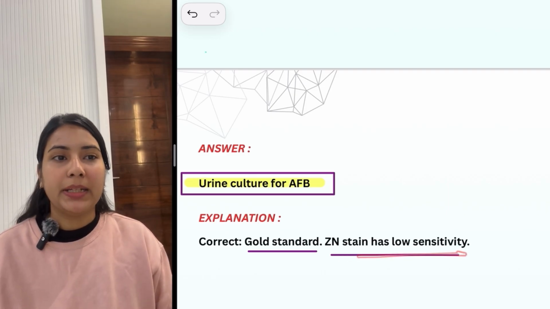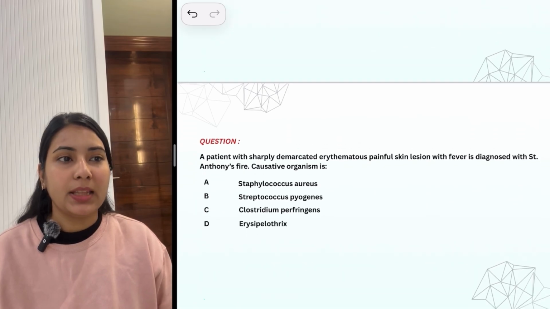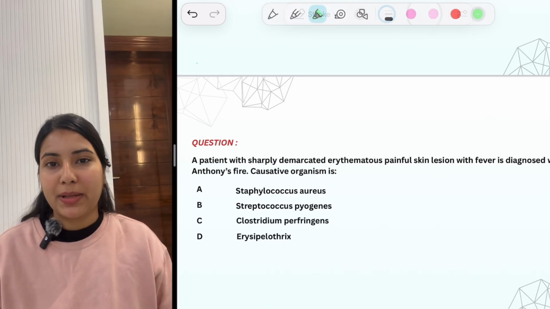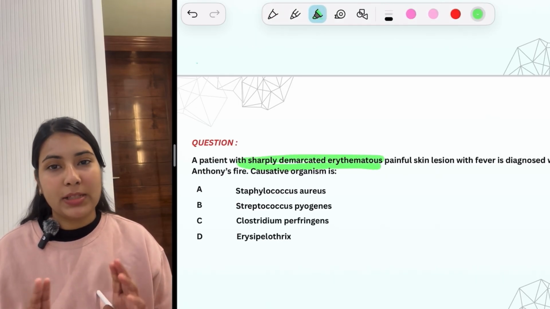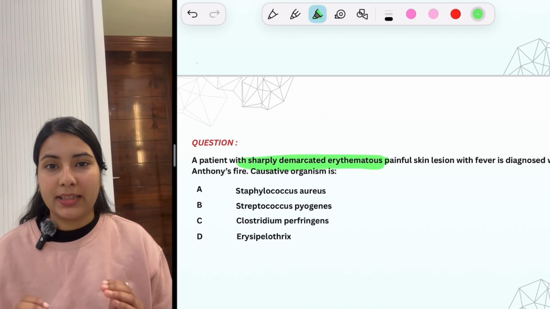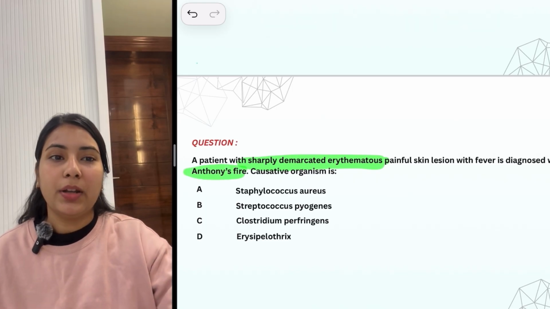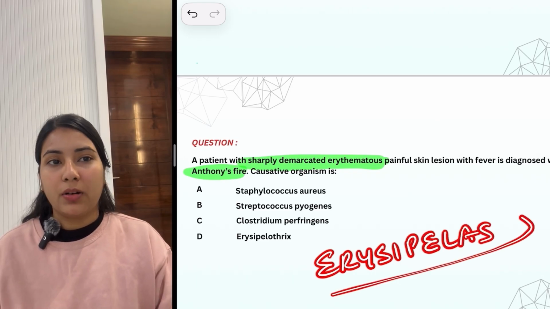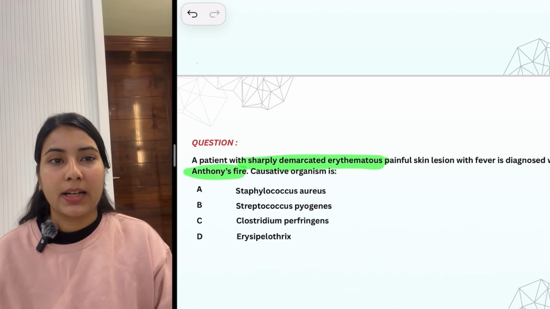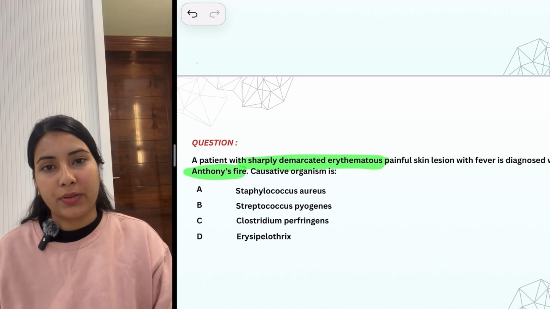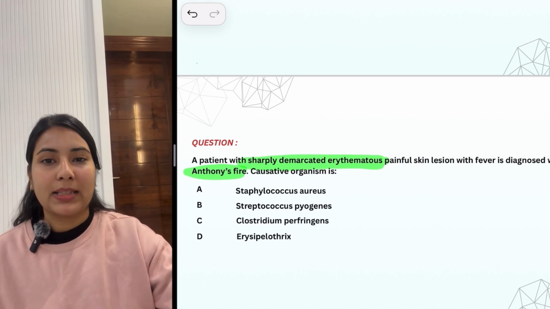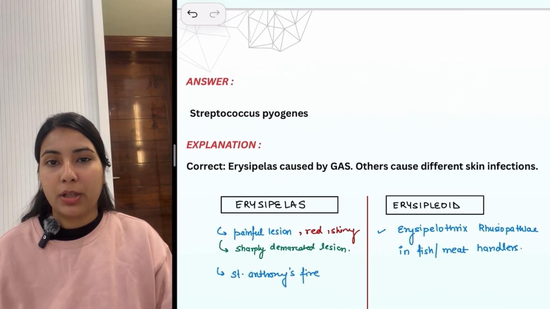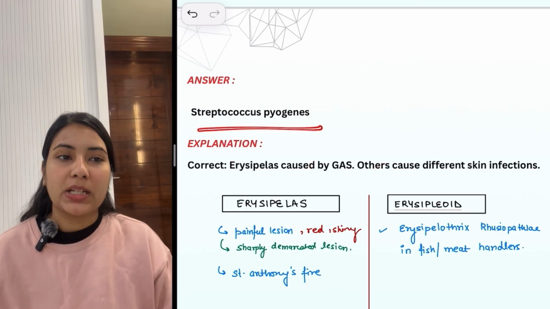A patient with sharply demarcated erythematous painful skin lesion with fever is diagnosed with St. Anthony's fire. The causative organism is, so here the buzzword is painful skin lesion, and you have St. Anthony's fire. So these two words are used for erysipelas, right? Your options are Staphylococcus aureus, Streptococcus pyogenes, Clostridium perfringens, and Erysipelothrix. So the answer here is, because this is talking about erysipelas, right? It is caused by GAS, that is group A beta hemolytic streptococci. So the answer here is Streptococcus pyogenes.